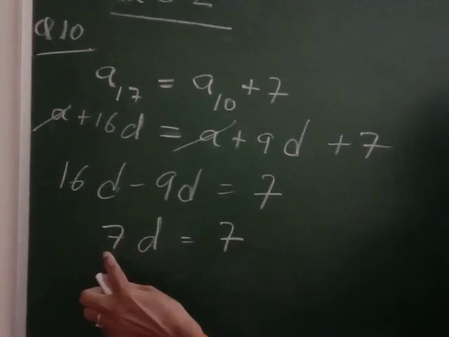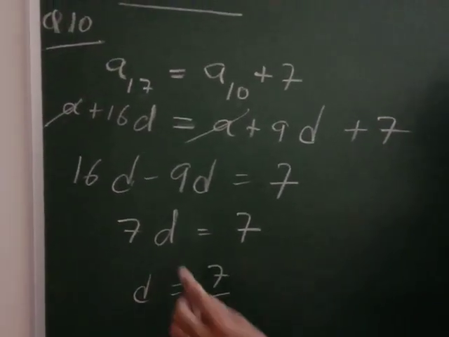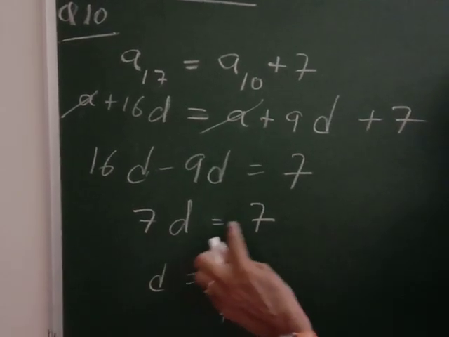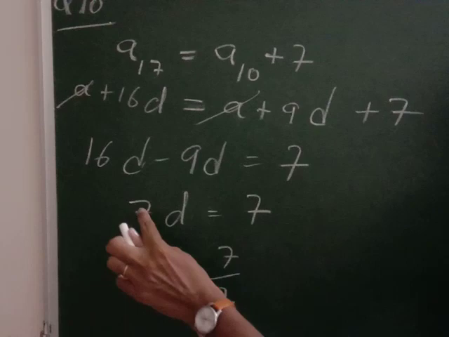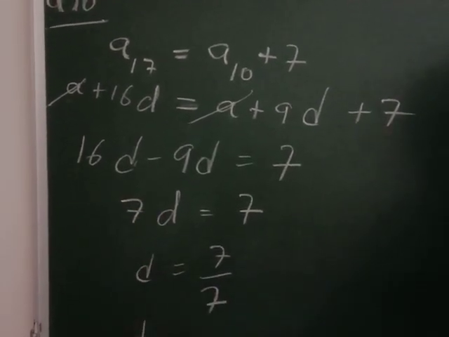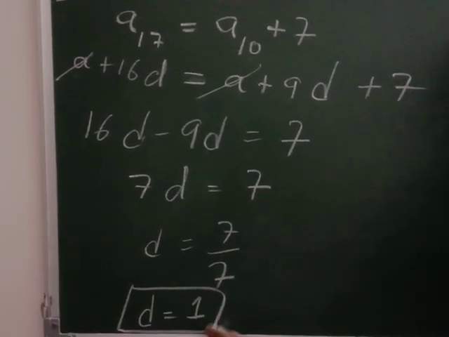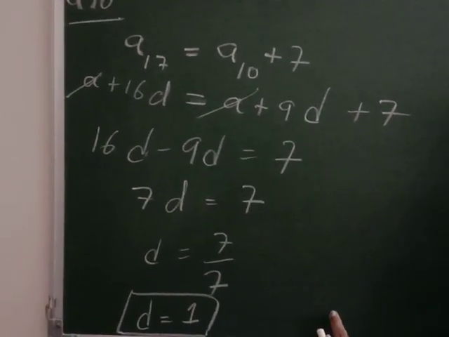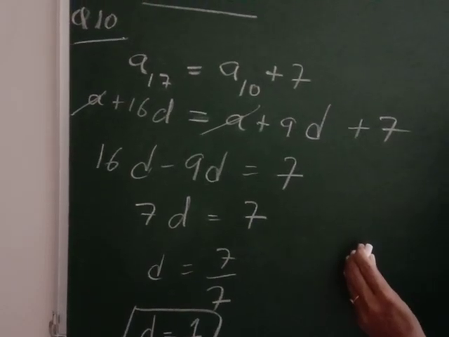16 minus 9 is 7. So D is equal to 7 by 7. Don't make a mistake. What some students are doing is writing 7D equal to 7, so D equal to 7 minus 7, so D is 0. No, this is in multiplication with D, so it will go in the denominator. So D is equal to 1. So this is the value of D. I think question number 10 is clear to every student. Now the remaining questions we will do in the next session. Thank you.